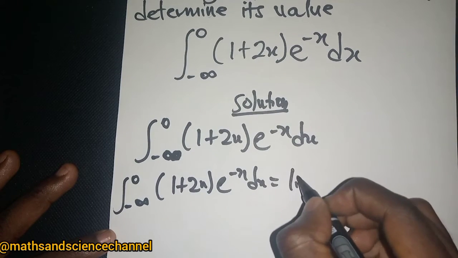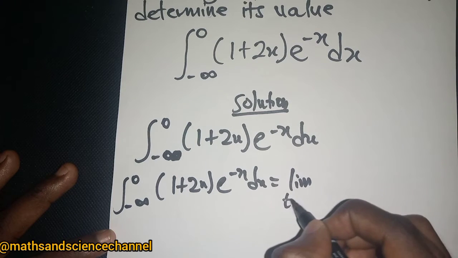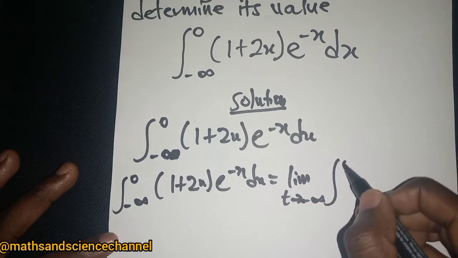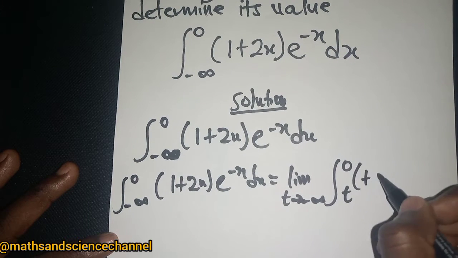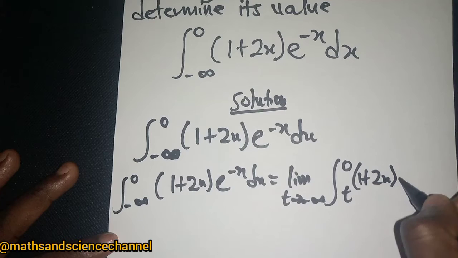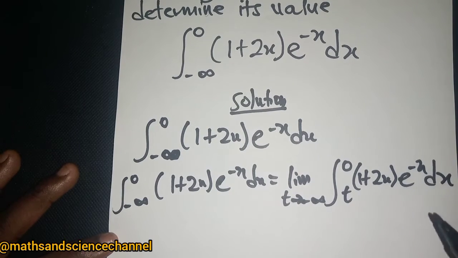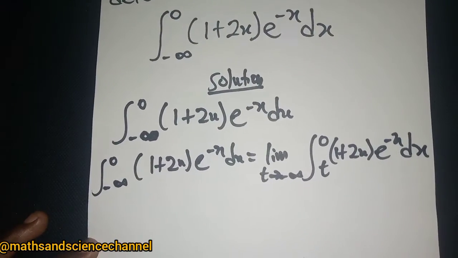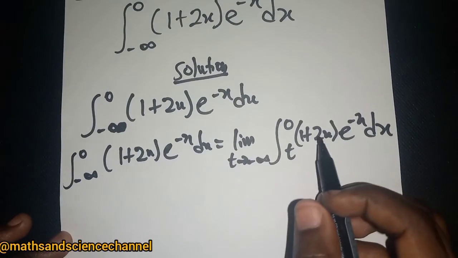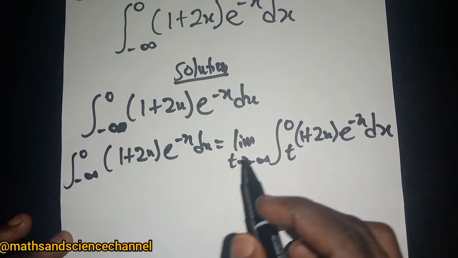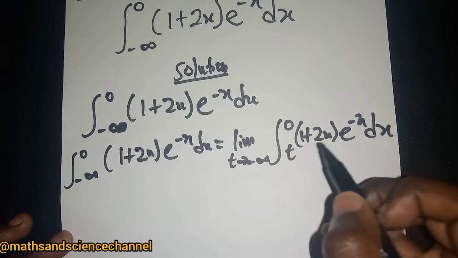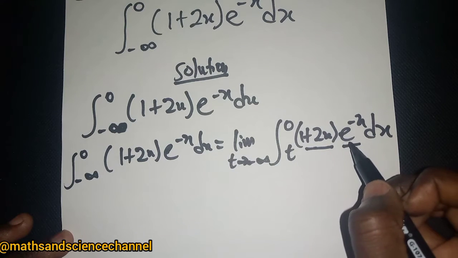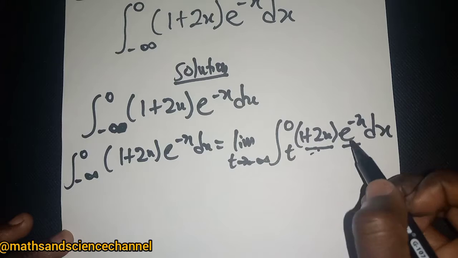So we introduce the limit. Let's say t is approaching negative infinity. Then we have the integral from t to 0 of (1 plus 2x) e to the negative x dx. That is what we have. Next we are going to solve this integral. If you look at it, we have 1 plus 2x and also e to the negative x, so we have to use integration by parts.